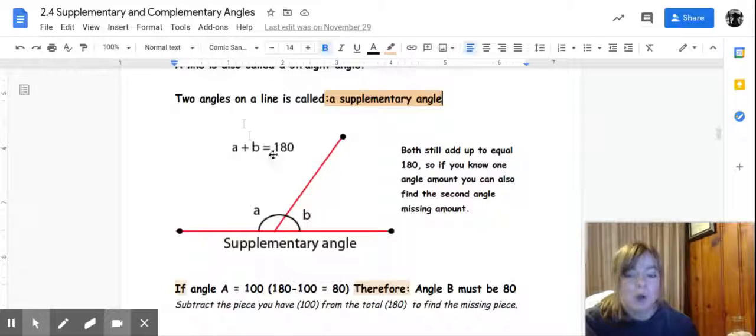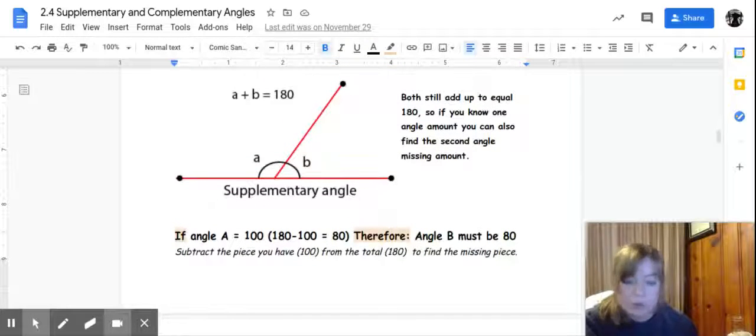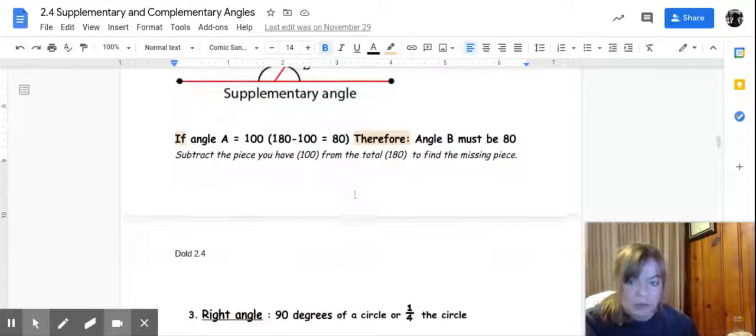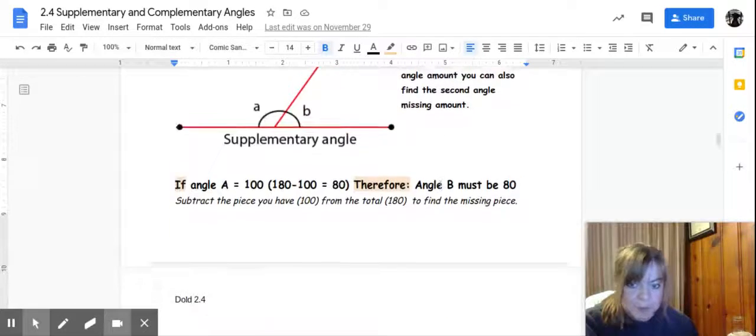Okay, if you have one piece of that missing line, it says if angle A is 100, well, 180 minus 100 equals 80. Therefore, angle B must be 80. Has to be. Okay, proven. Tested over time. If you're missing a piece and you have the total, you can find that missing piece. If you have one piece and you're missing a piece, just subtract it from the total.